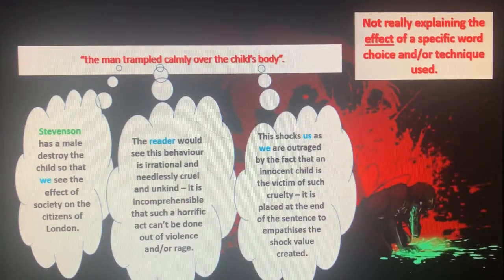This is what I'd come up with. Stevenson has a male destroy the child, so we see the effect of society on the citizens of London. The reader would see this behaviour as irrational and needlessly cruel and unkind. It is incomprehensible that such a horrific act can be done out of violence or rage. The sentence ends with "child's body" as it's deliberately shocking us, as we are outraged by the fact an innocent child is a victim of such cruelty. It is placed at the end of the sentence to emphasise the shock value created. That's some much more detailed comments I can make on the quote.